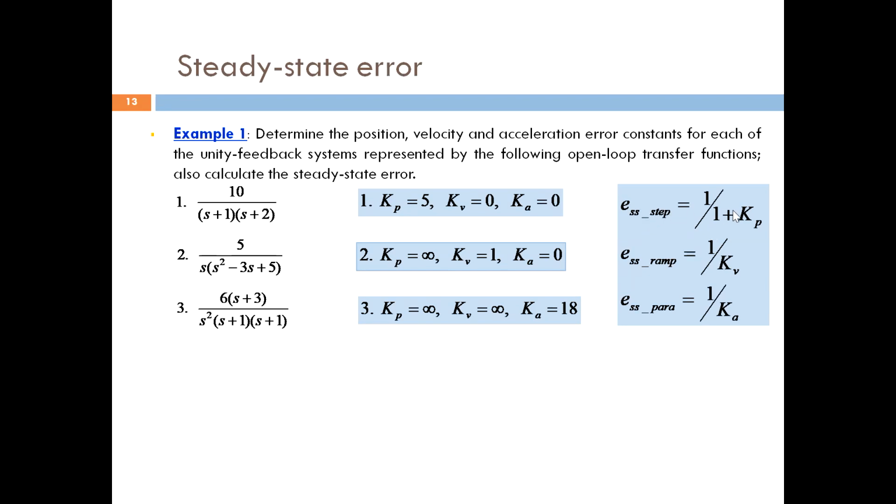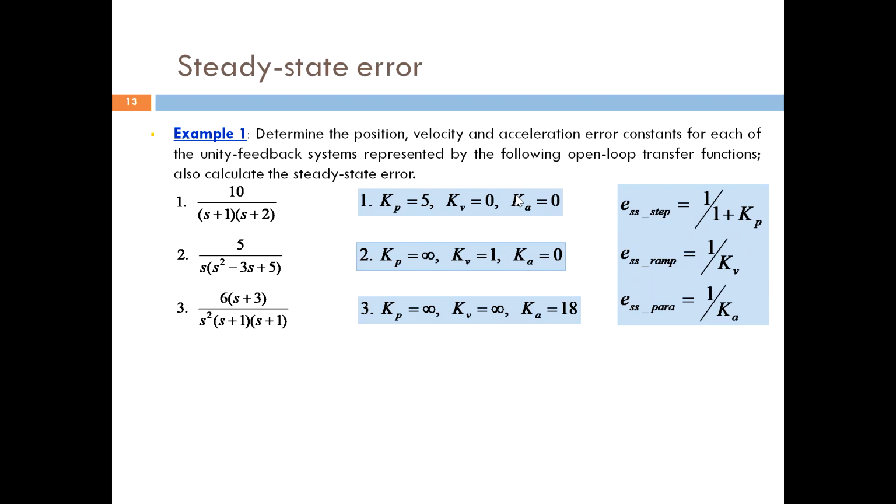When we have a step input, this is the steady state error expression. For a ramp input, it's that, and for a parabolic input, it's that. So it is a matter of taking the error constants that have been worked out. For example, for system 1, the steady state error is going to be 1 over 1 plus 5, which is 1 over 6. That is the steady state error for a step input.